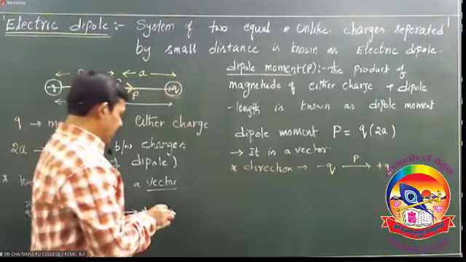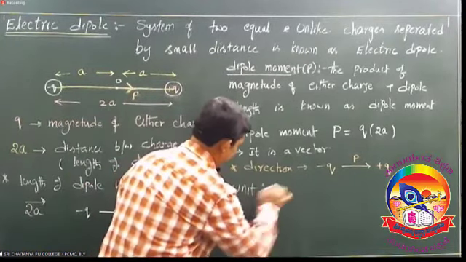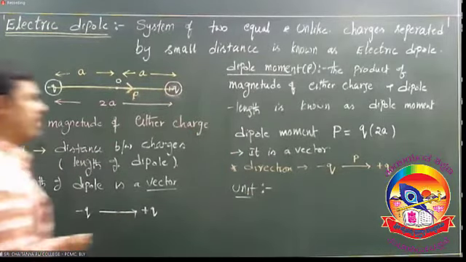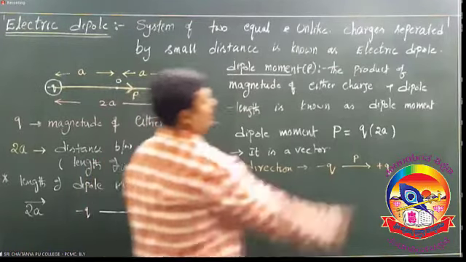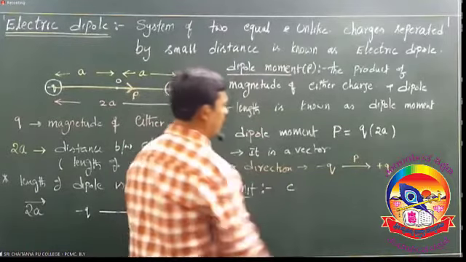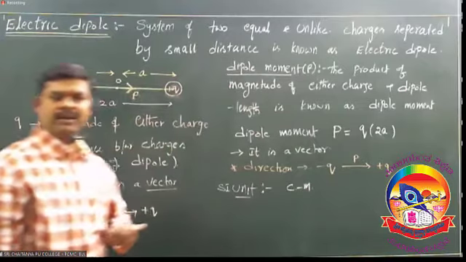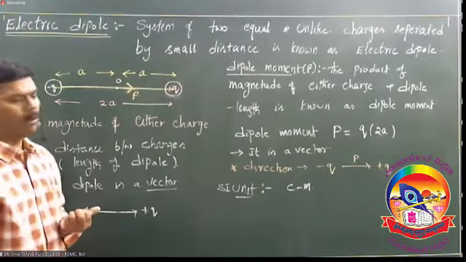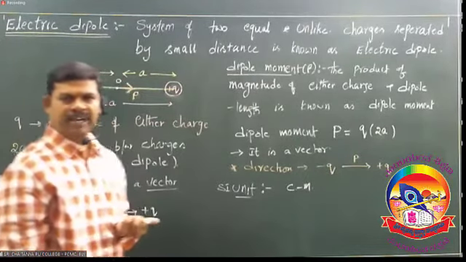And what is its unit? From this formula, SI unit, Q into 2a. Q, coulomb. 2a, meter. Coulomb meter is the unit. Coulomb meter is the unit of dipole moment, exactly to say electric dipole moment.